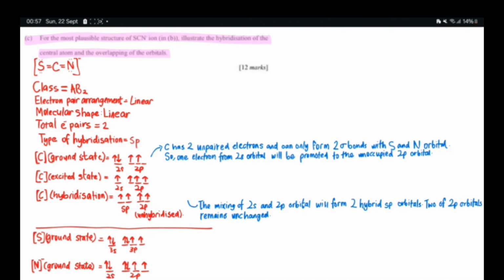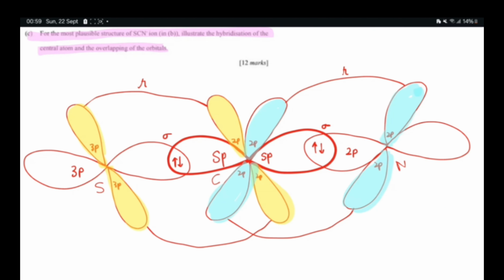And then we also need to draw the orbital diagram for our terminal atoms, which are sulfur and nitrogen. It would be like this. So as you can see, both sulfur and nitrogen have 2 unpaired electrons. Finally, this will be our hybridization. So the shape of our hybridization would be linear, which is the same as the electron pair arrangement and the molecular shape of our Lewis structure.